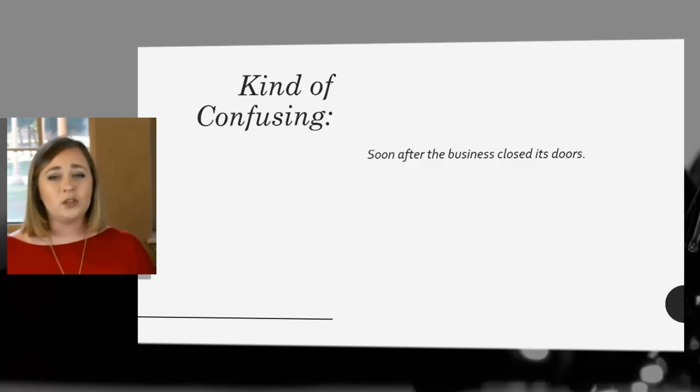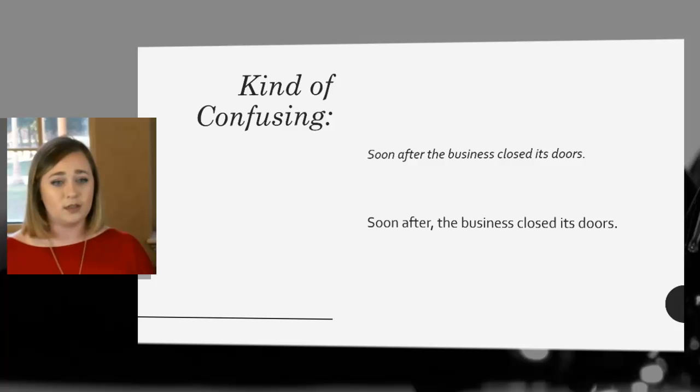When you read this on its own, it does not sound like a complete sentence. As a reader, it sounds like there should be something else to the sentence. It leaves the reader asking what happened next. However, by adding a comma in the correct place, it changes the meaning and shows that it truly is a complete sentence. Soon after, the business closed its doors. It separates the introduction of the sentence and shows the reader the subject of the sentence.